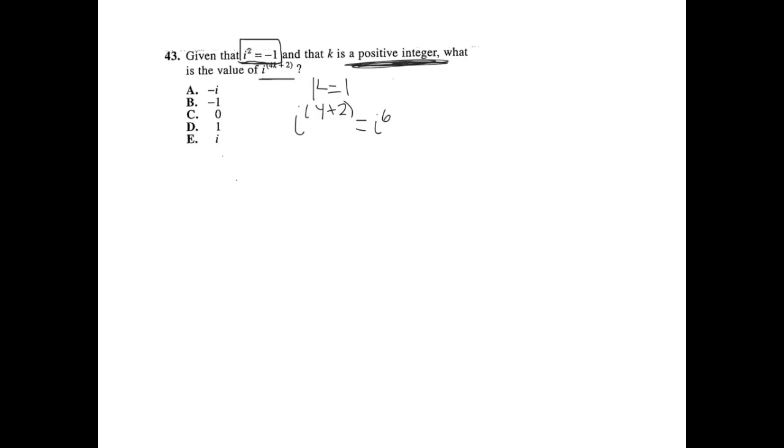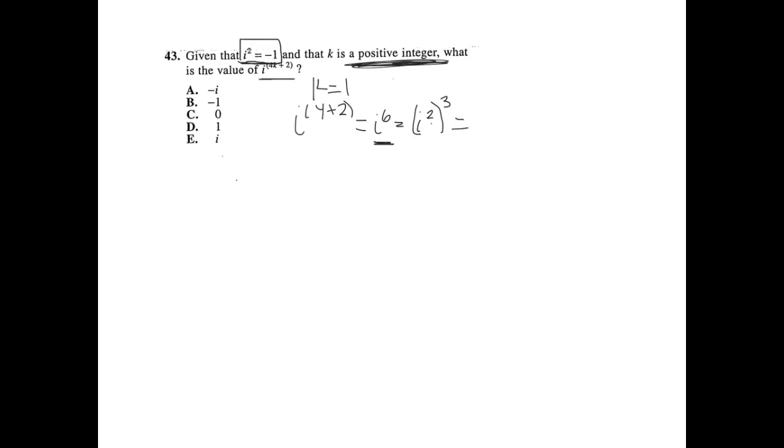So now we have i to the power of 6. But since they gave us i squared equals -1, I'm going to try and fit i squared into there. So if you know your exponent rules, you can simplify this to i squared to the power of 3, because a power raised to a power means you multiply them. 2 times 3 is equal to 6. So i squared to the power of 3 is equivalent to i to the power of 6.